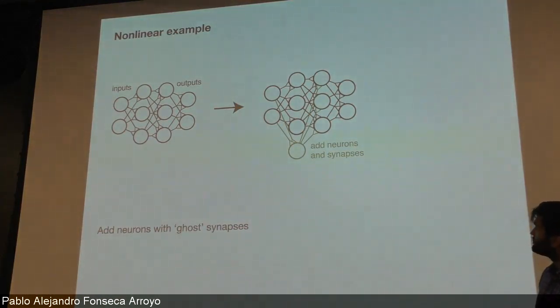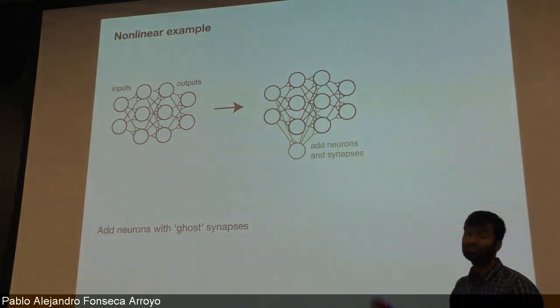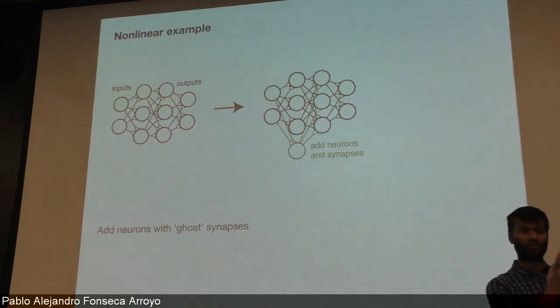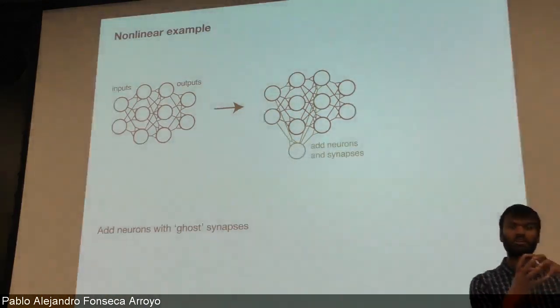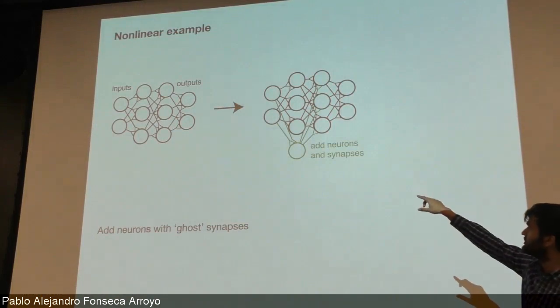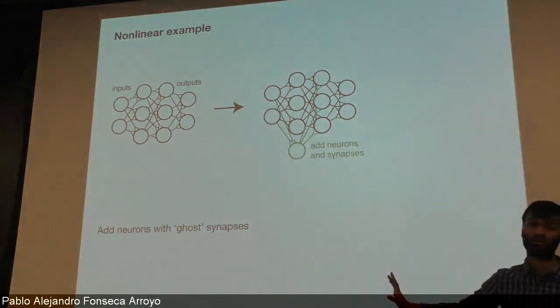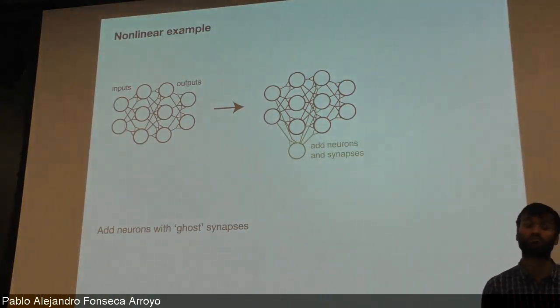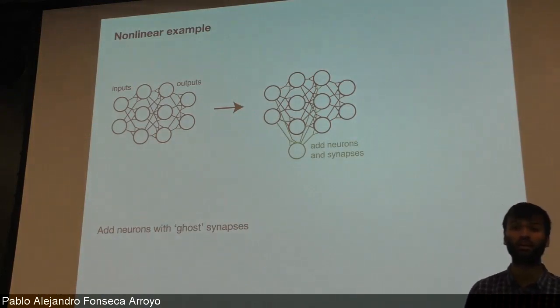And my mapping is essentially just going to add ghost neurons, or neurons connected by ghost synapses. So I'm going to add neurons, but the synaptic connectivity is 0, so they don't actually affect the output of the network. But of course, as soon as I perturb the new weights by which the new neuron is connected, then the output does change.